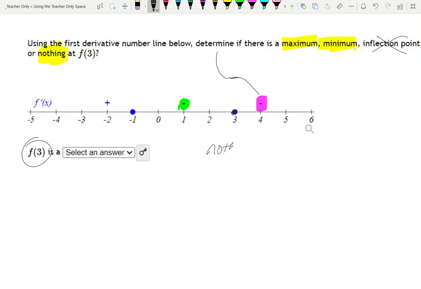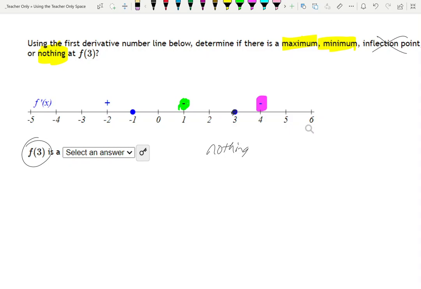Now, this is just one example of what the graph might look like, which would imply an inflection point, but it doesn't have to be. We don't have enough information to make that decision. All I know at this point is it's not a max and it's not a min. So we're going to say nothing.